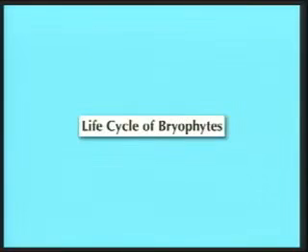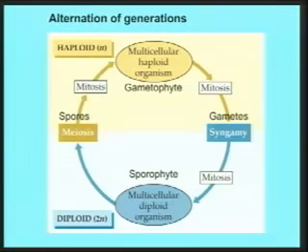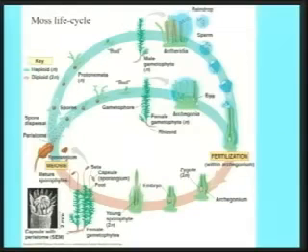All right, so among land plants, we're going to first look at the life cycle of bryophytes. We'll look at a moss life cycle. And this, again, is the alternation of generations. So we're going to be seeing gametophytes, which are haploid and multicellular, and sporophytes, which are diploid and multicellular. And here's the life cycle. And there's one little twist here.